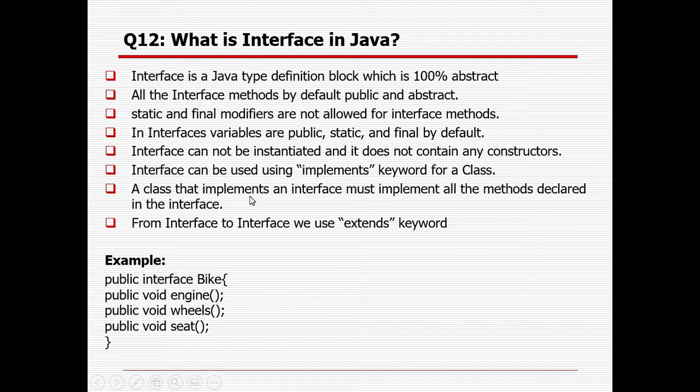A class that implements an interface must implement all the methods declared in the interface. So whenever I want to implement an interface in a class, whatever abstract methods are declared in the interface, we need to implement all of them. Partial usage is not possible. From interface to interface we can use the extends keyword. I am giving a simple example: the interface is bike, where all the methods we need to declare as abstract, which should not consist of any body.